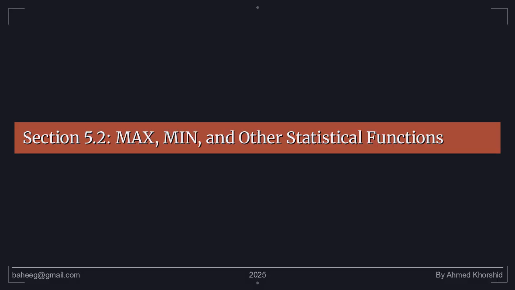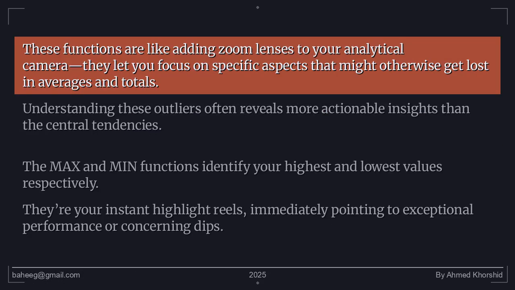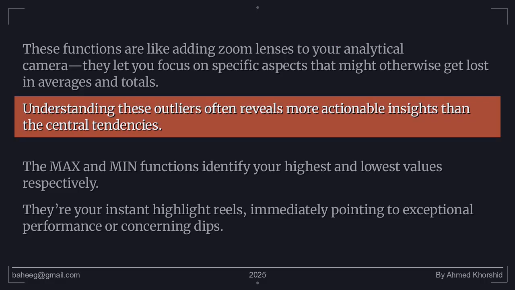Section 5.2: MAX, MIN, and other statistical functions. While the calculation trio gives you the big picture, statistical functions help you understand the extremes and patterns within your data. These functions are like adding zoom lenses to your analytical camera. They let you focus on specific aspects that might otherwise get lost in averages and totals. Understanding these outliers often reveals more actionable insights than the central tendencies.